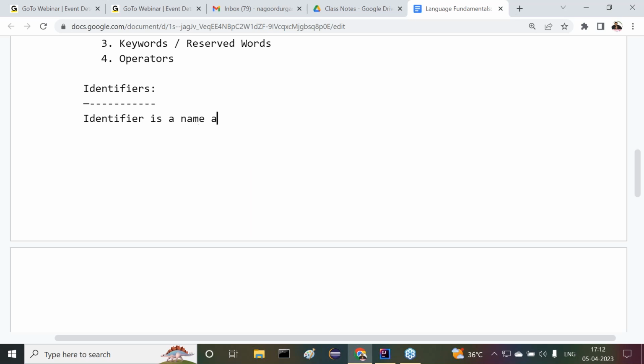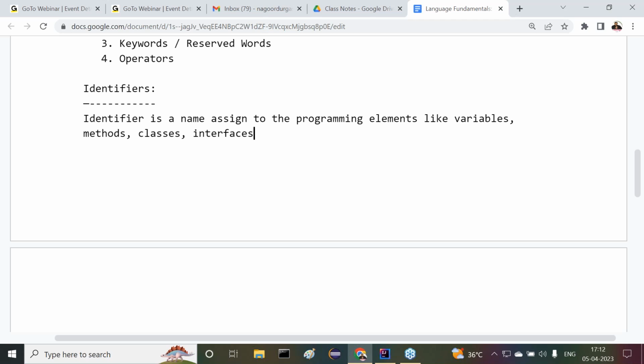Identifier is a name assigned to the programming elements like variables, methods, classes, interfaces, and so on. So many programming elements are available. Identifier is a name assigned to the programming elements like variables, methods, classes, interfaces, and so on.